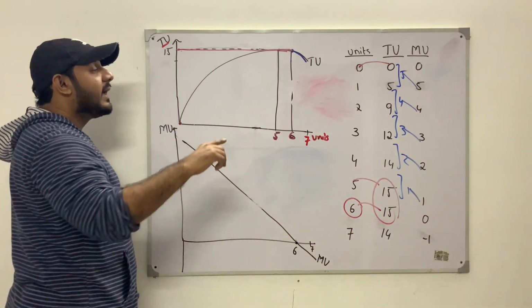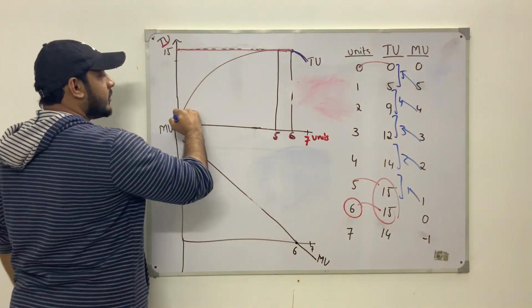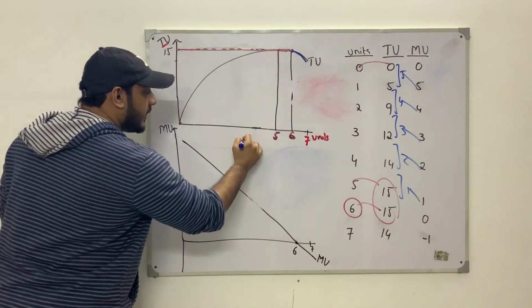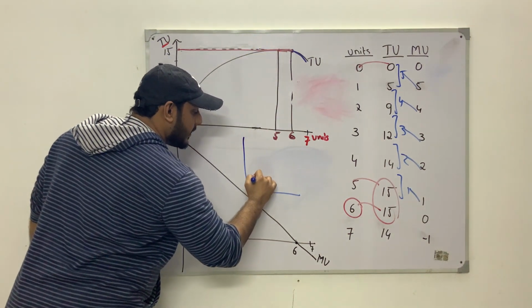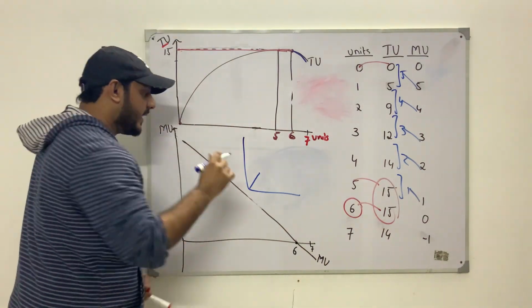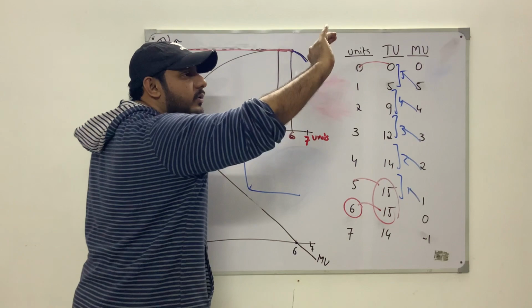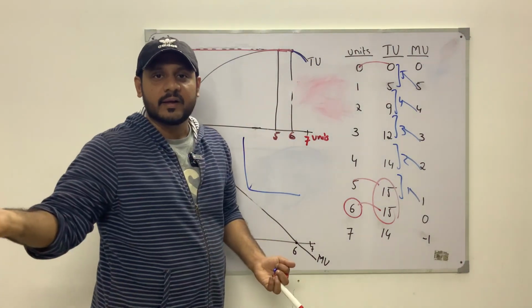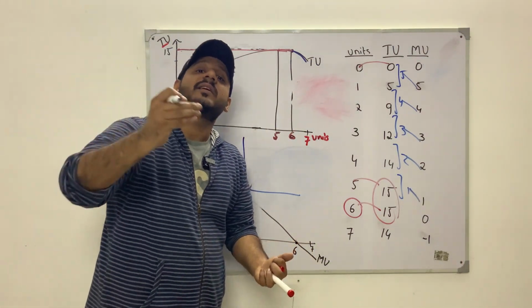So that's one thing. And plus you can see that although the total utility curve is going up, as it is going up, the curve is not steep, right? The increase in total utility is not at an increasing rate. The increase in total utility is at a decreasing rate.